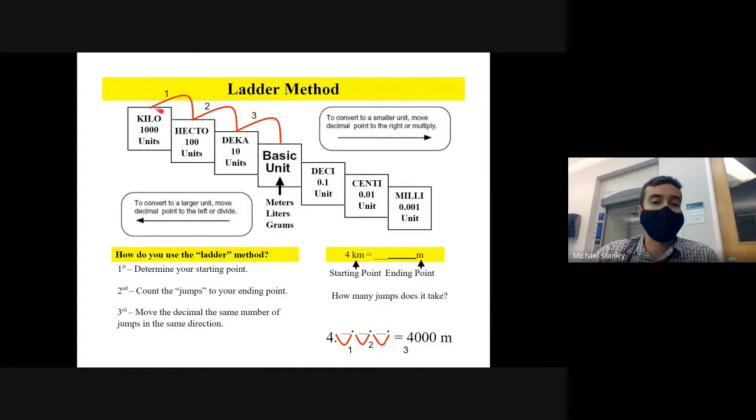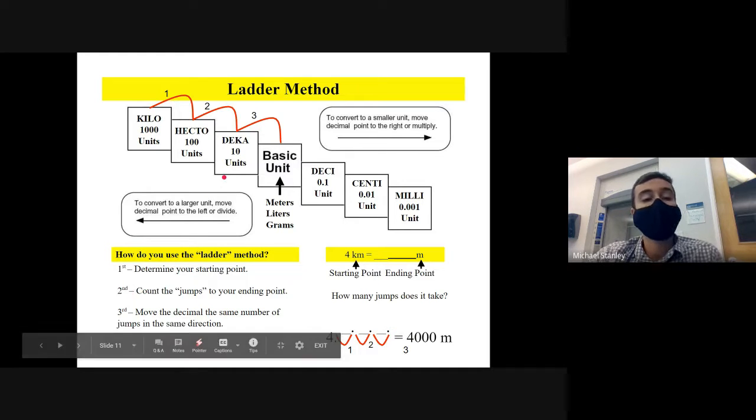So in this case, we're gonna follow this little red line that's already been put here for us, and we're gonna go 1, 2, 3 jumps to the right. So the direction is also important. So we have to keep that in our mind as well. So how many jumps and what direction? In the case of kilo to meter, we're going 1, 2, 3 jumps to the right. All right, so that's step 2.